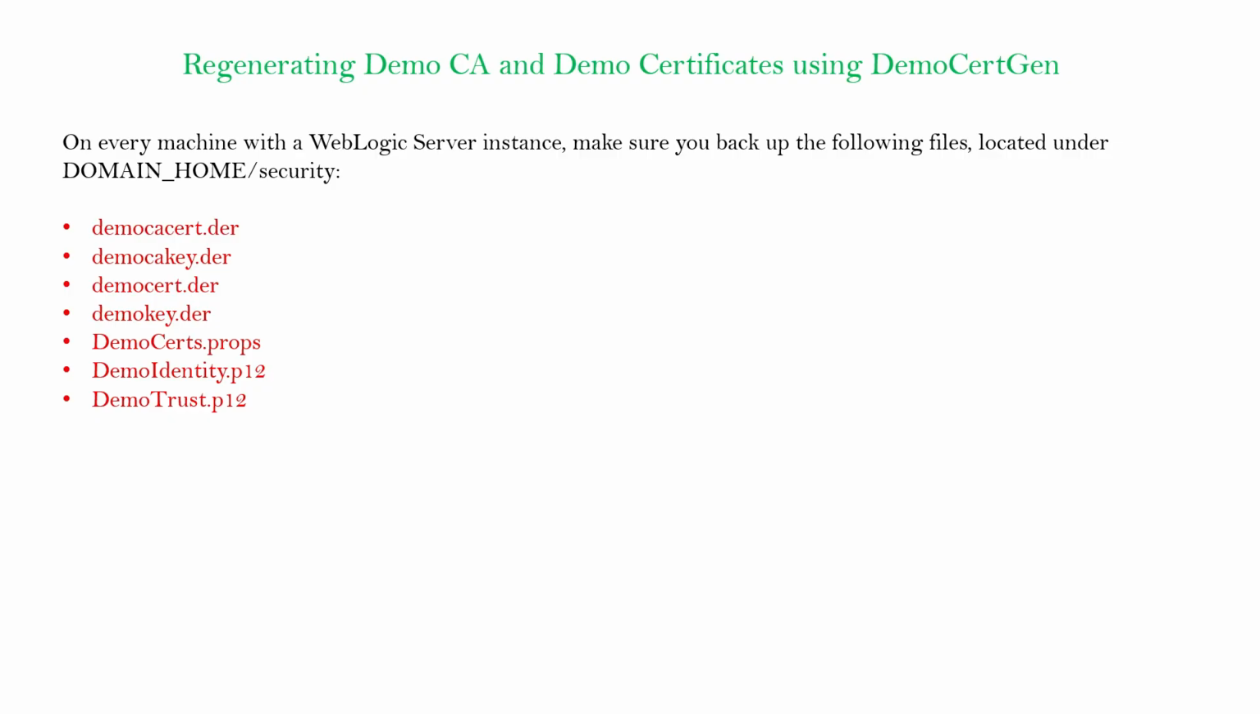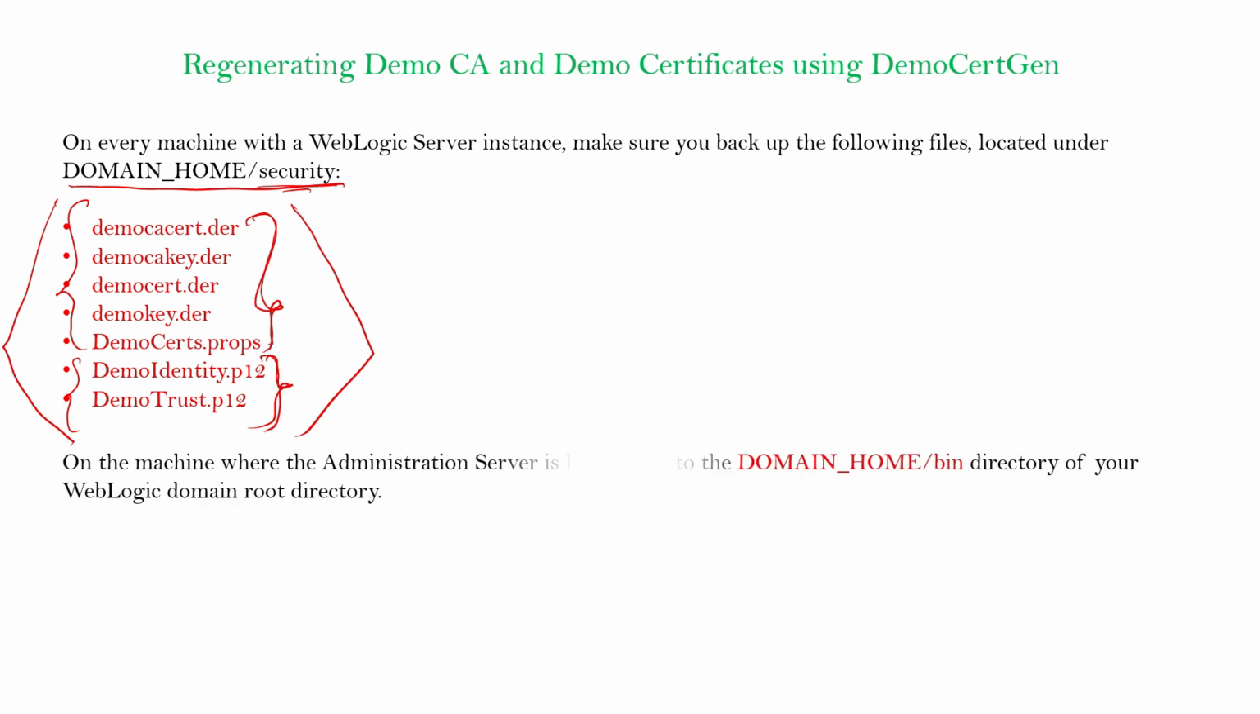Along with that, there are certain important SSL or demo certificate related files inside the domain security folder. These are the two important keystores we have discussed so far, the demo identity keystore and demo trust keystore. Along with that, we have a few more certificates and property files there, specifically related to the certificate. You must always ensure that these files are available in your security folder. If any file is missing, then you may encounter an error in your environment.